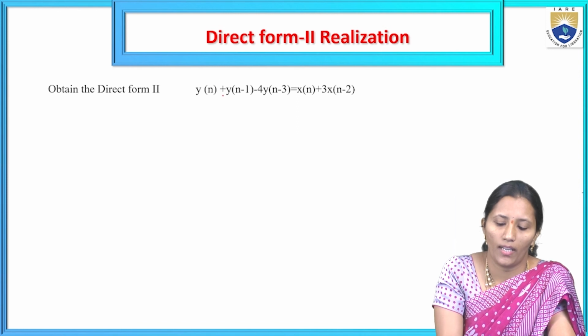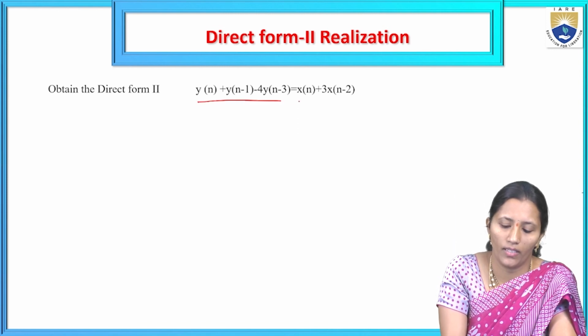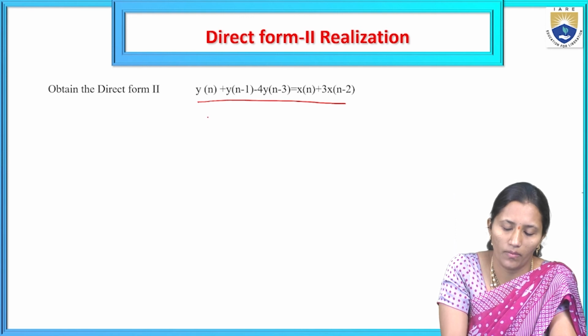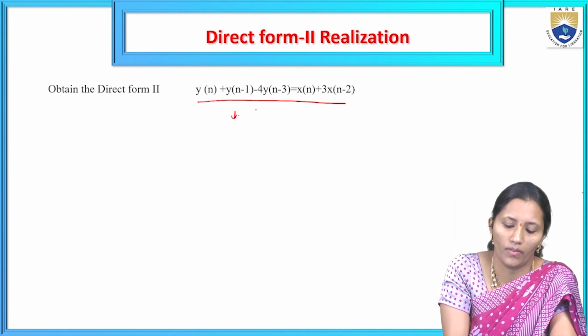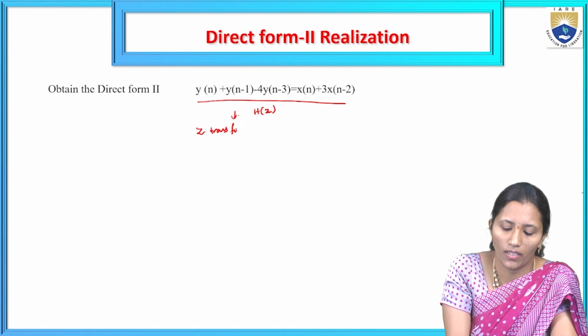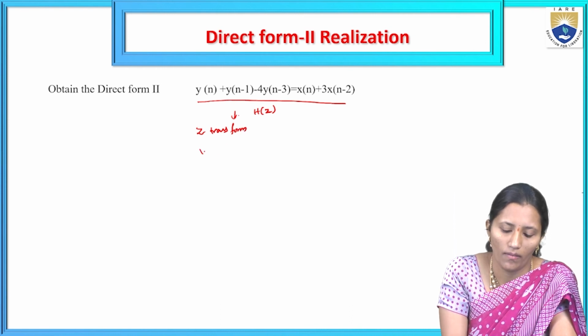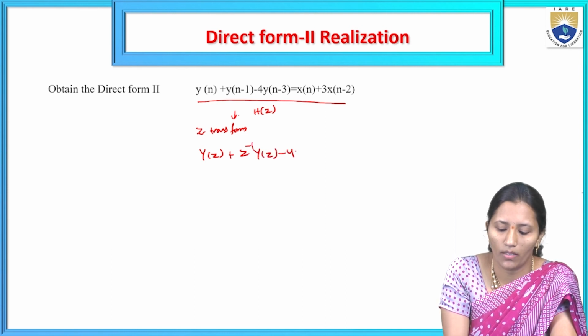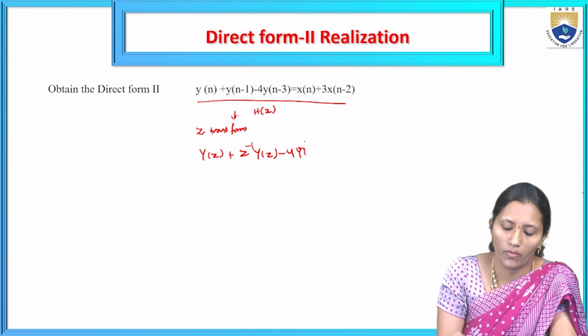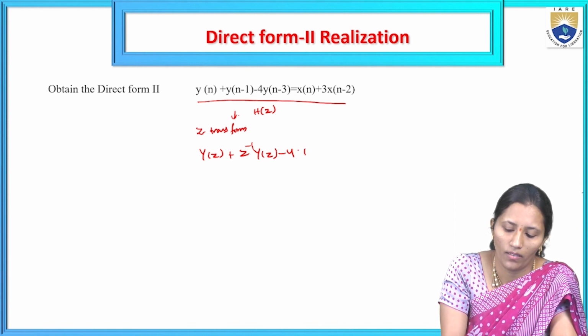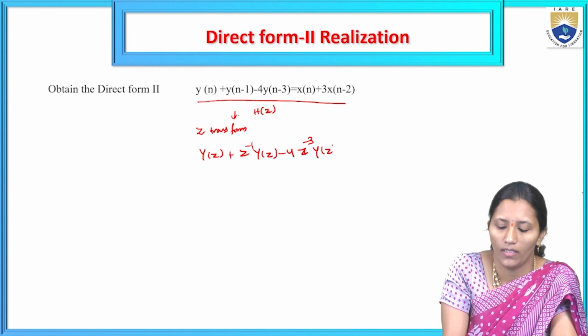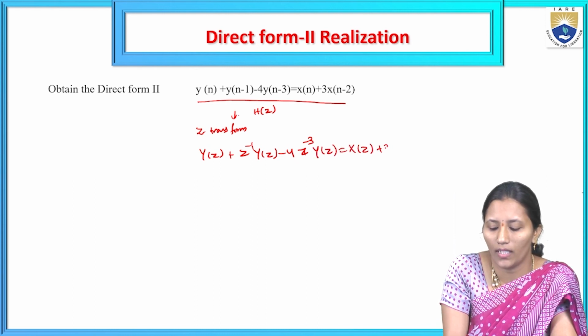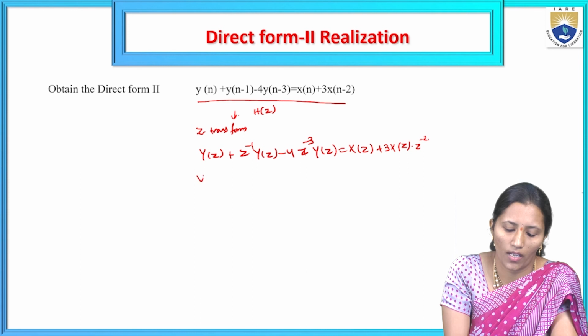So here, in the direct form 2 realization, given the difference equation, first we have to find the transfer function for this one by applying the Z transform. So first apply the Z transform to the given equation. Y of z, z power minus 1 y of z, minus 4 into z power minus 3 y of z, is equal to x of z plus 3 into x of z into z power minus 2. Okay, take the common y of z here.